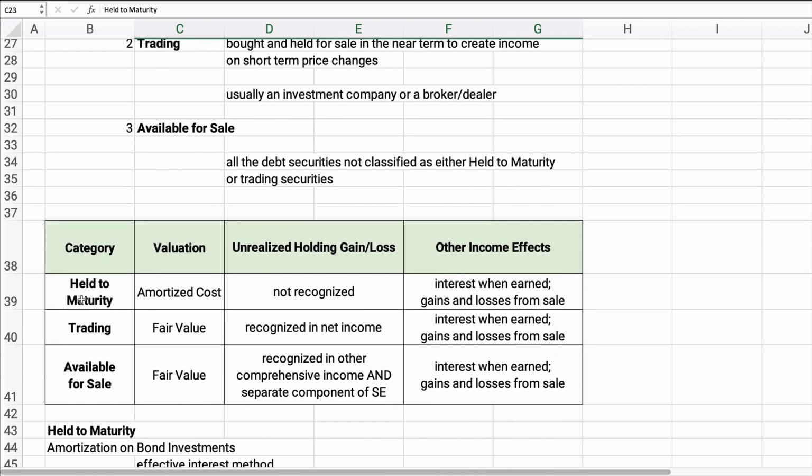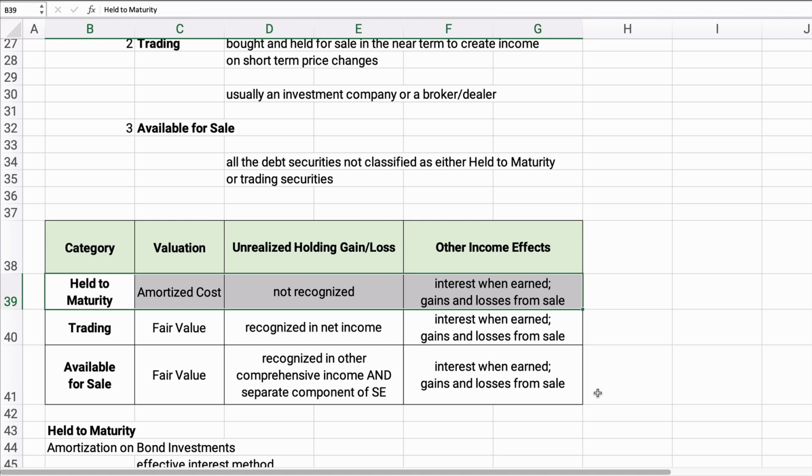Now, here's what happens. If it's held to maturity, then we're going to have the valuation on our balance sheet as amortized cost. Now, we know how to do bond amortization. I've done a couple more here on this spreadsheet. Any unrealized holding gain or loss is not recognized. And so we recognize interest when it's earned, and then we recognize gains or losses from sale. Okay, you already know how to do that. We're not doing a lot of entries with that, but that's what you need to know. Held to maturity is an amortized cost, and there's no holding gains or losses. So it's not at fair value.